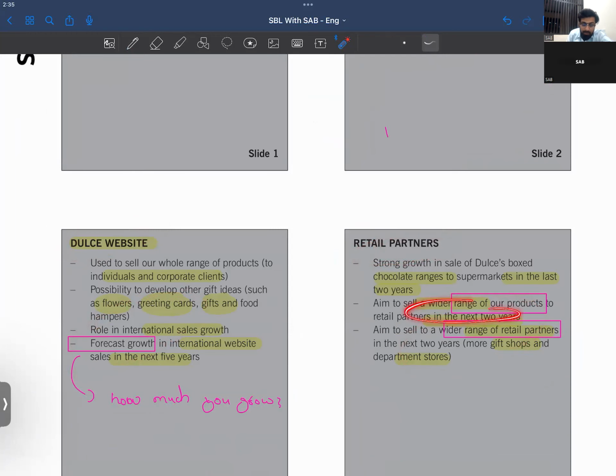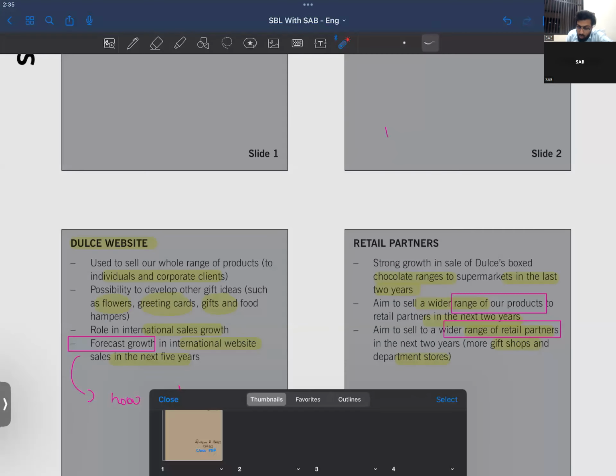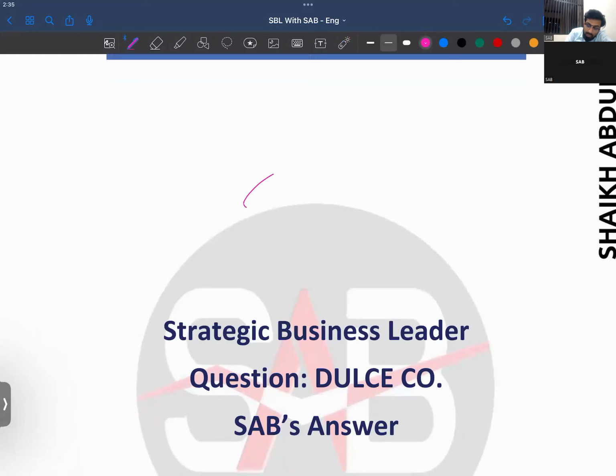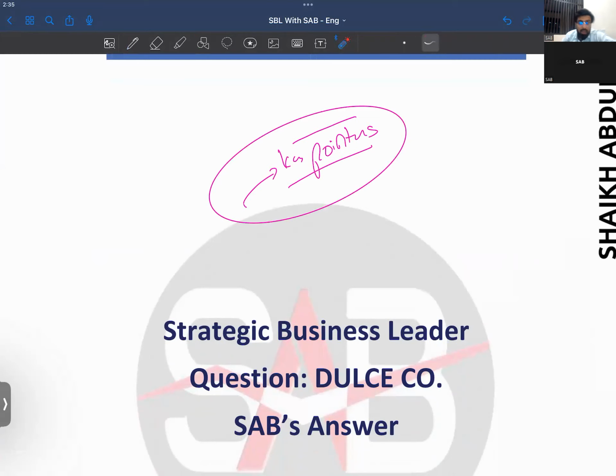Increase your retail partners. Now, in my book, what I've given are the key pointers that can be written, right? Although we're going to be referring to the examiner's answer also, what I've given here are the key pointers that you can write.